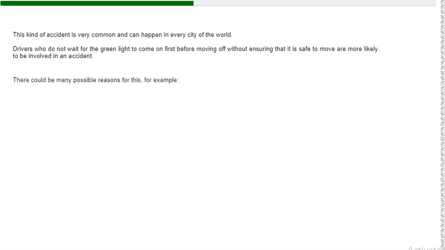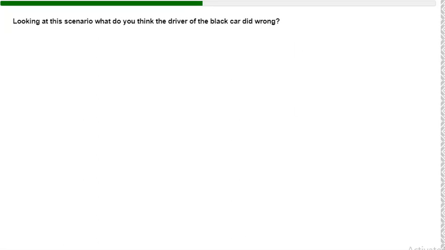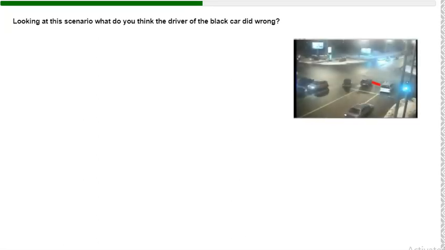There could be many possible reasons for this, for example, distraction, talking on a mobile phone or texting, being in a hurry, culture, aggressive driving attitude. Looking at this scenario, what do you think the driver of the black car did wrong?